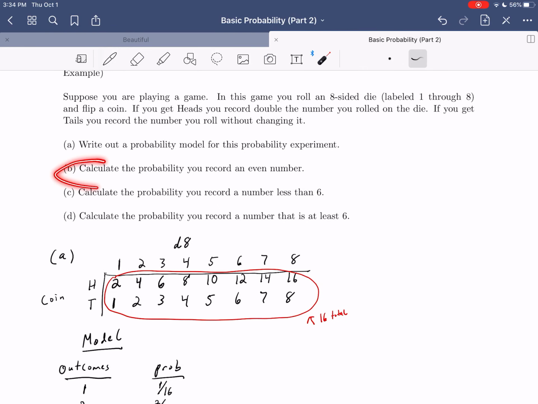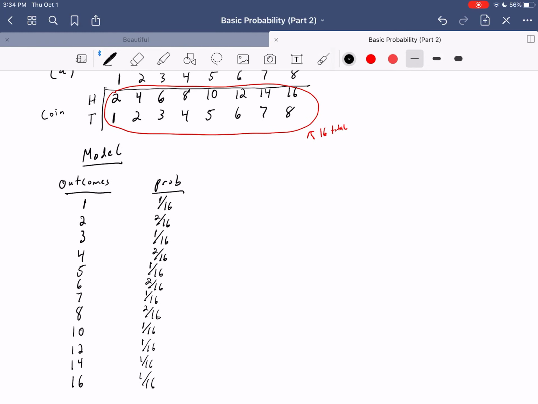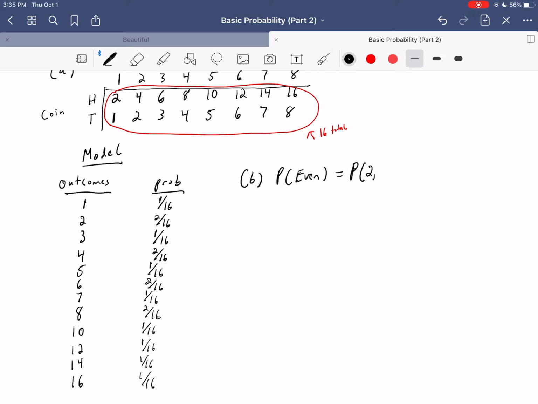So we'd like to calculate the probability you record an even number. So we'll do that right here. For part B, we want to get the probability you get an even number. Which of these outcomes counts as an even number? Well, it'd be the 2, 4, 6, 8, 10, 12, 14, and 16. So this is saying the same as the probability that we get a 2, or a 4, or a 6, or an 8, or 10, 12, 14, 16. So any of those things will satisfy us getting an even number as our result.